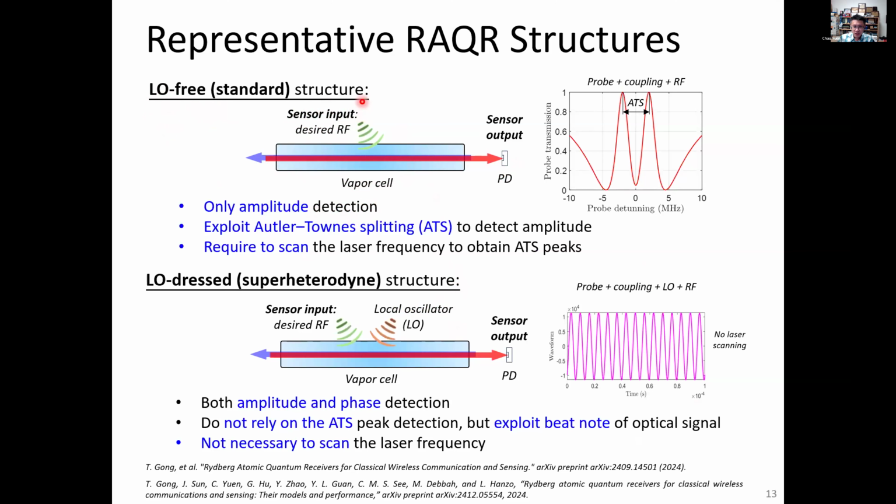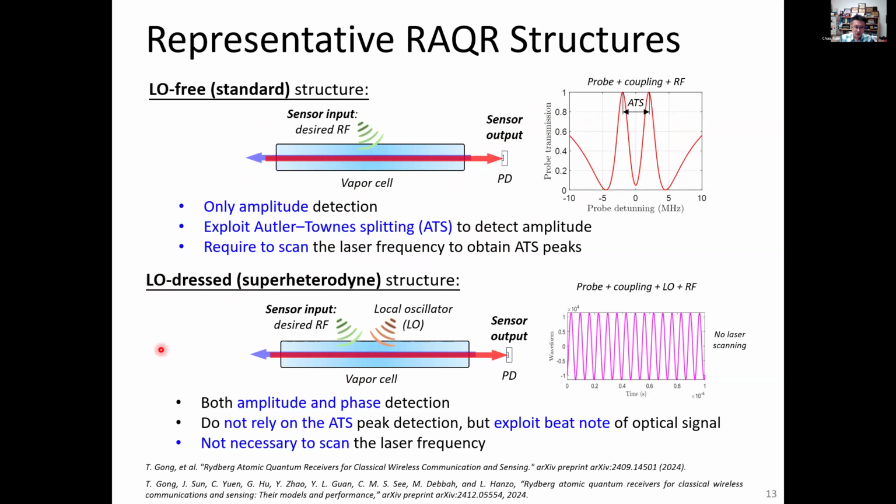When an RF signal comes in, we get the so-called ATS, Autler-Townes splitting. Based on the output you observe here, when the beam gets split, how wide the split is tells us the amplitude of the RF signal. That is how we can detect the amplitude. For this structure, we need to scan the laser frequency to obtain this ATS peak.